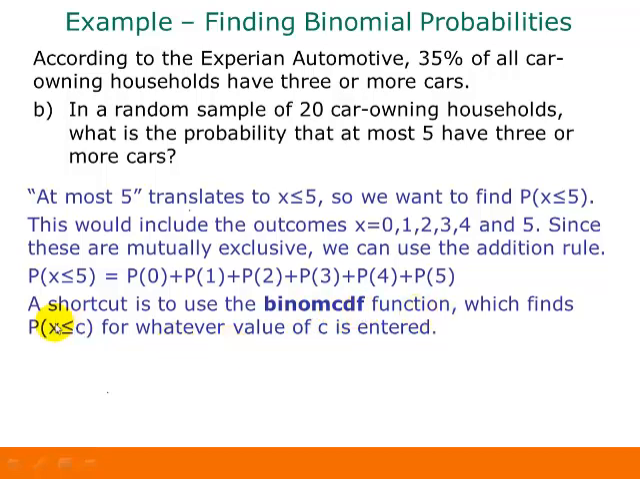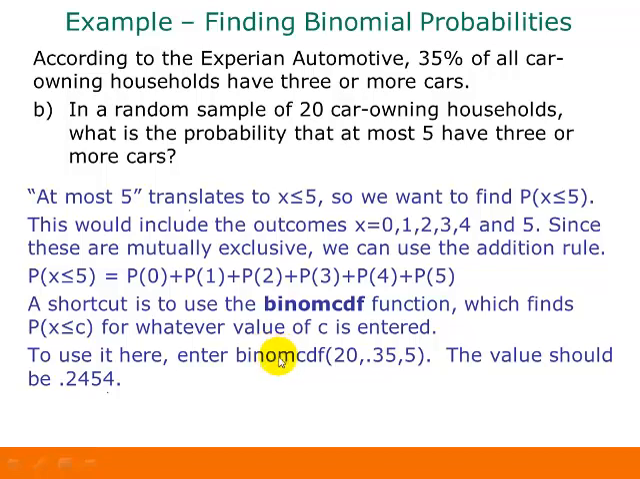So what this does is it finds the probability for x less than or equal to c, for whatever value of c you put in here. So if we wanted to find the probability that x is less than or equal to 5, we would put a 5 in here in place of the c. Now this only works in this direction, so as long as we have a less than or equal to, then this will give us the answer that we're looking for.